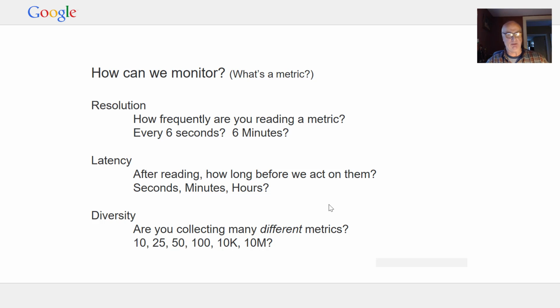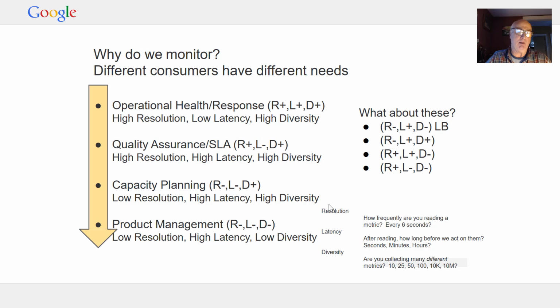Think about business metrics, like what's our conversion rate, which is the number of people who come to our site to browse, but then actually buy something. That's got a resolution that we read once a day, once a week, once a month. It's got latency. We can act on that for a long time. We're going to want to see that over months. And then diversity, well, very low. So the kind of metrics that we gather really determine what we're looking for.